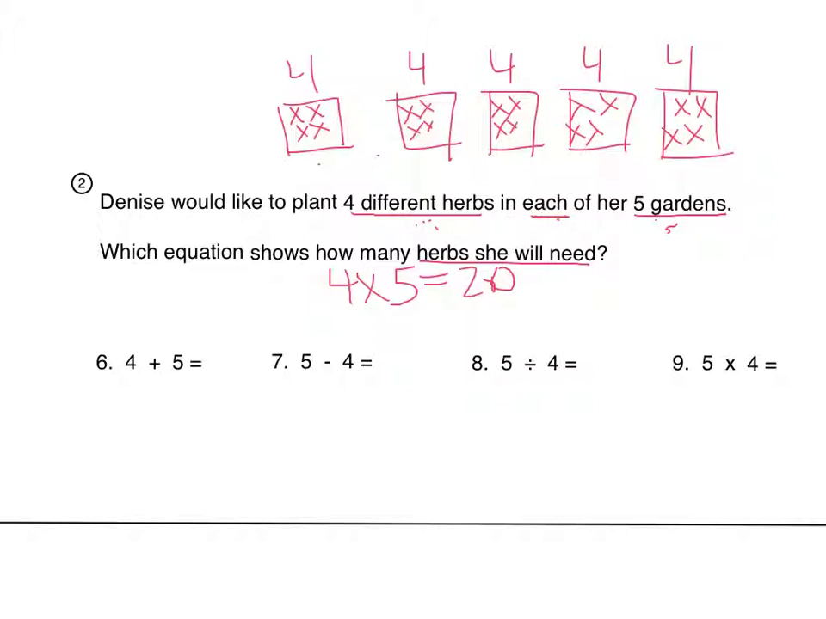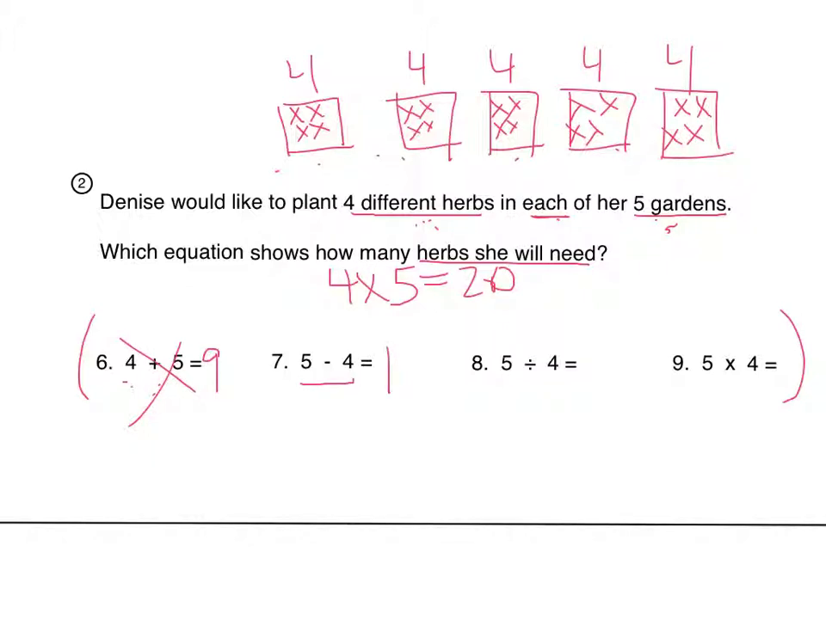Let's take a look at our choices now. I was ignoring these until I thought of my own answer. 4 plus 5 is 9. Does that solve this equation, or this word problem? 9 is not going to be enough. I mean, we got all these to do, so that doesn't make sense.